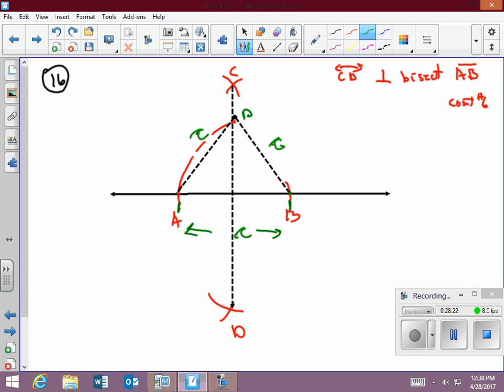Now then, this line is a perpendicular bisector of AB. Therefore, this length is C over 2, and this length is C over 2. And this one's a right angle. On a right triangle, when you have a 30, 60, 90 degree triangle, the ratios of the sides are: opposite is 1/2. This one is the square root of 3 over 2. And this is 1.